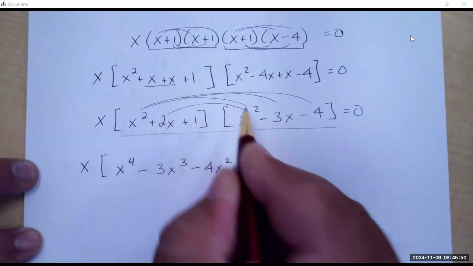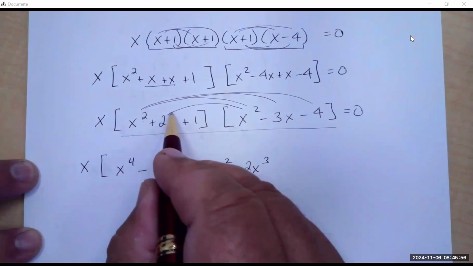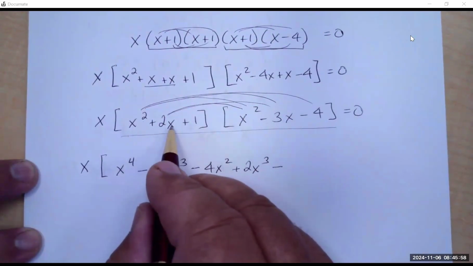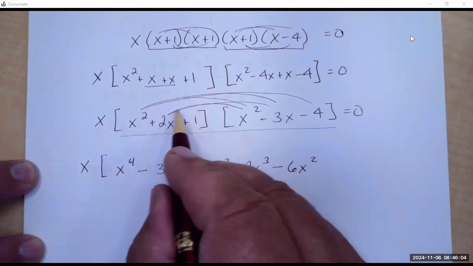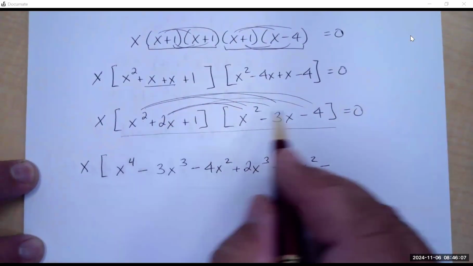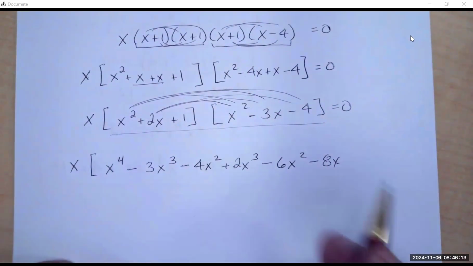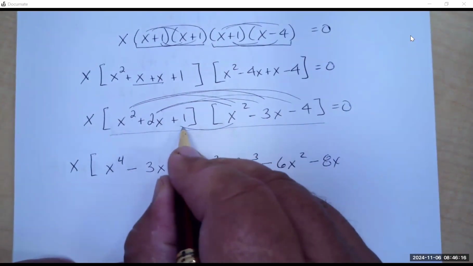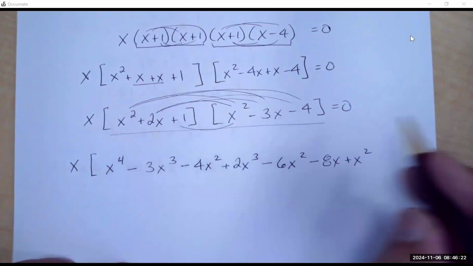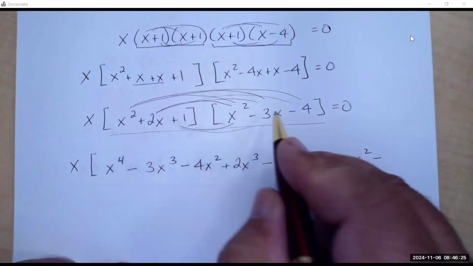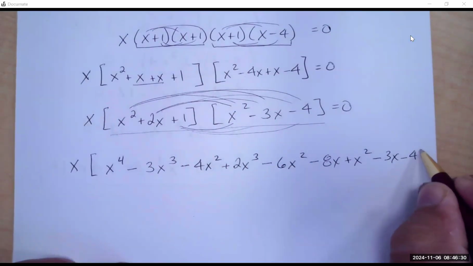So 2x times x squared, positive 2x cubed. Positive times negative is negative. 2x times 3x is 6x squared. Positive times negative is negative. 2x times 4 is 8x. And the last one, 1. 1 times x squared is plus x squared. Positive times negative is negative. 1 times 3x is 3x. 1 times -4 is -4.